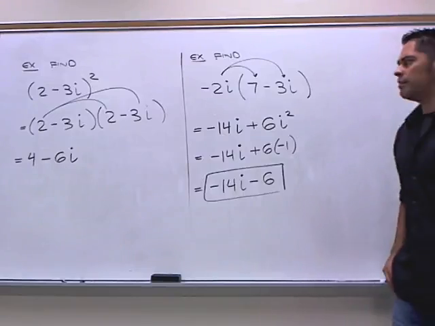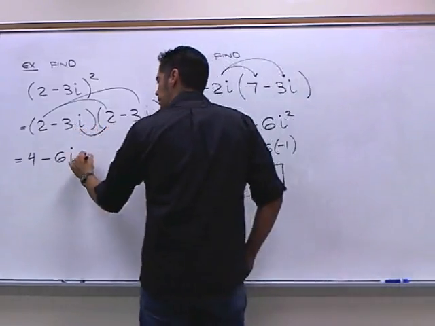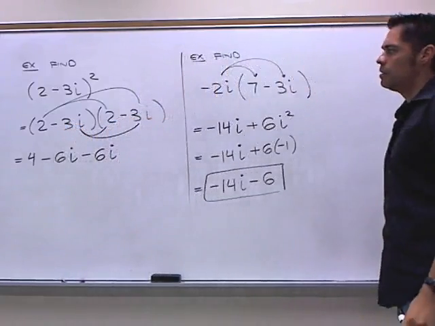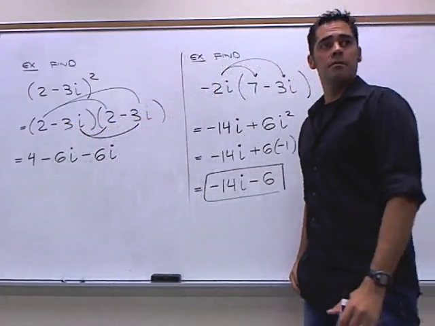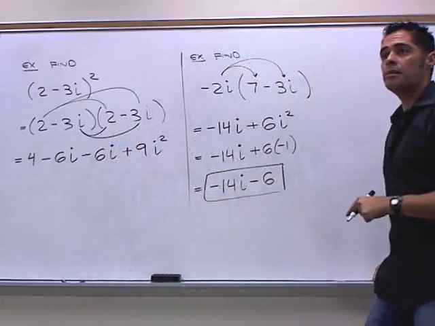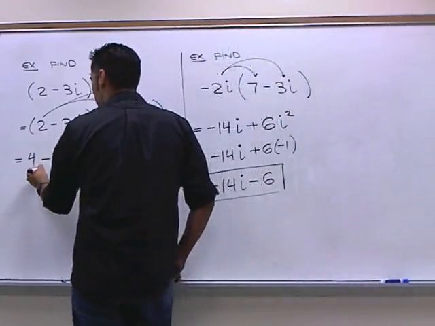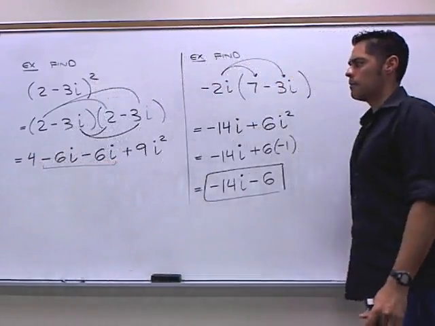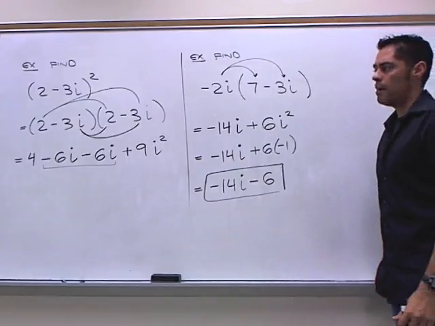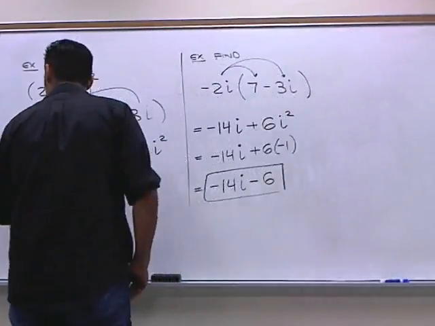What's the middle multiplication give you? Negative 6i again. And then what about the last ones? Positive 9, i squared. However, i squared is negative 1. Also, what about these two? Cancel? Not quite. If they were opposite sign, they would. They combine to give you how many? Negative 12i. Good. So we have 4 in the beginning here, 4.